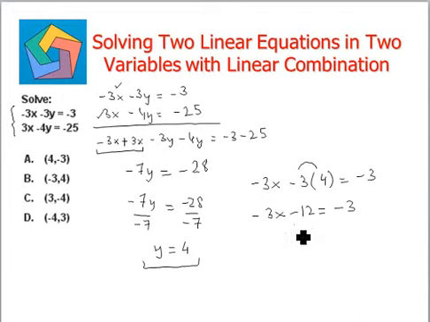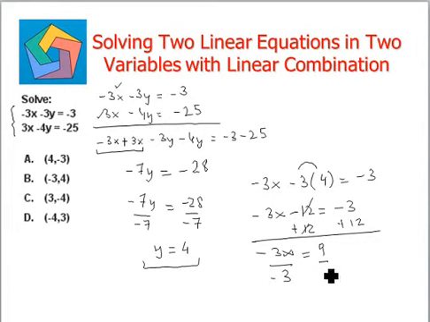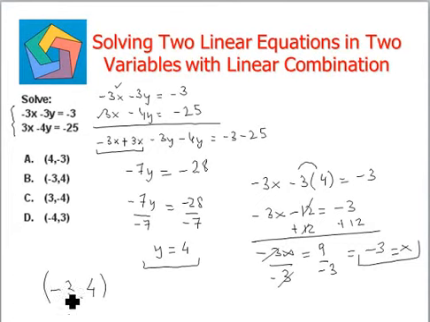First we add 12 to both sides. Here we get negative 3x, this cancels to 0, equals negative 3 plus 12, which is a positive 9. To find out the value of x, we divide by negative 3 on both sides. This cancels to 1. 9 divided by negative 3 is a negative 3. So this is our value of x. So the final answer is x equals negative 3 while y equals 4. This is the answer, can be seen in option B.